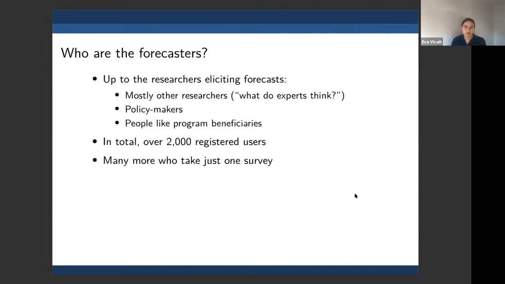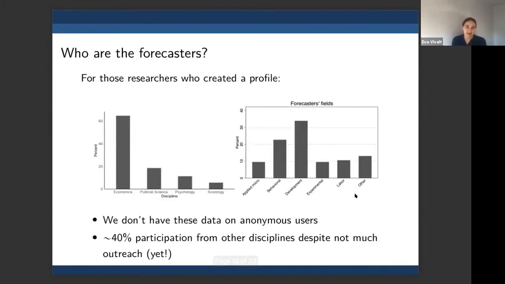Now in total, we've currently got over 2,000 registered users, but that's the registered users. There are many more people who just take one survey and never fully sign up. They're invited to one particular thing, say.